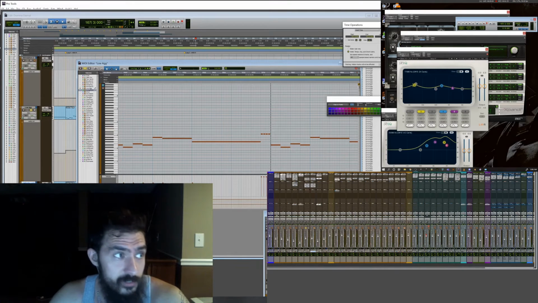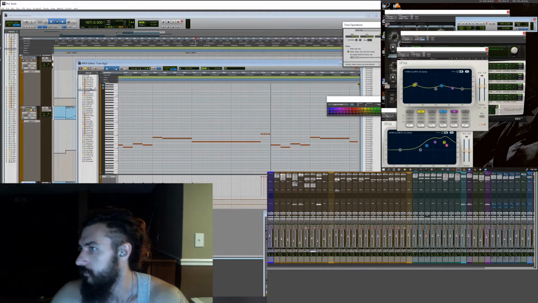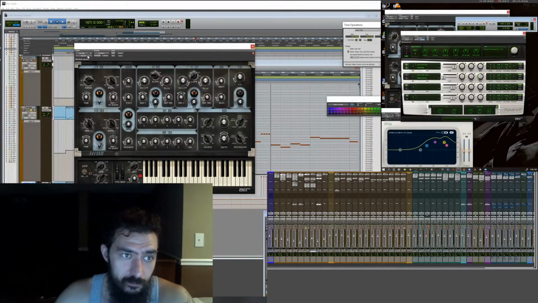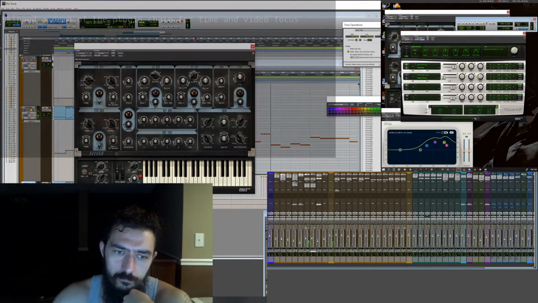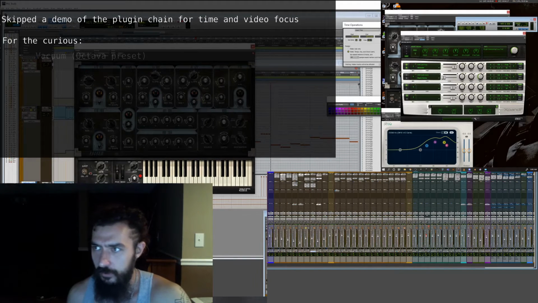What synth this is, is important. This is Vacuum in Pro Tools. I think it's made by Air Instruments. Here's an instance of Vacuum. It's on this channel, low aggression. I love that sound. So, lots of stacked plugins.